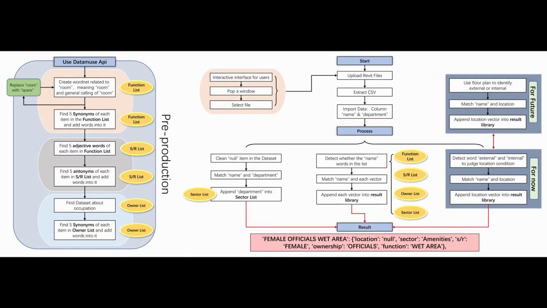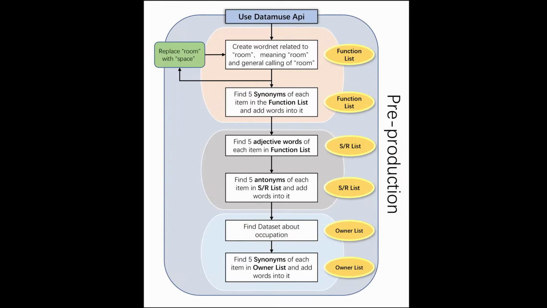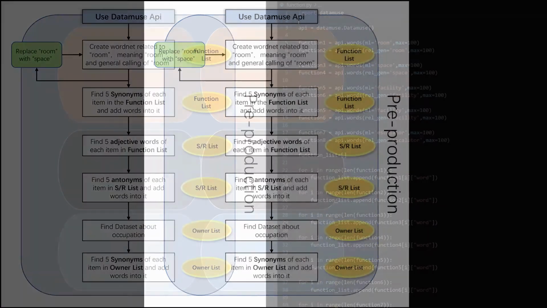So this is the workflow for the system. There's a pre-production stage and a process stage. Let's get into it. Datamuse API is a word-finding engine based on WordNet. It can be specified with a variety of constraints on meaning, spelling, sound, and vocabulary in different targets.